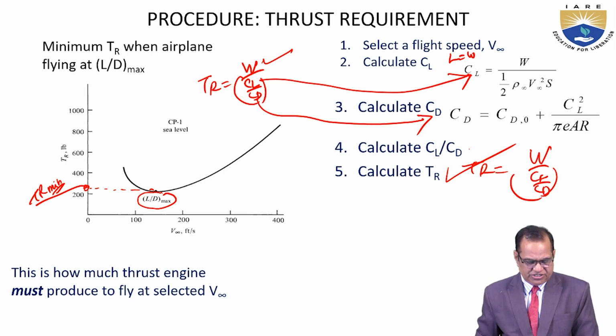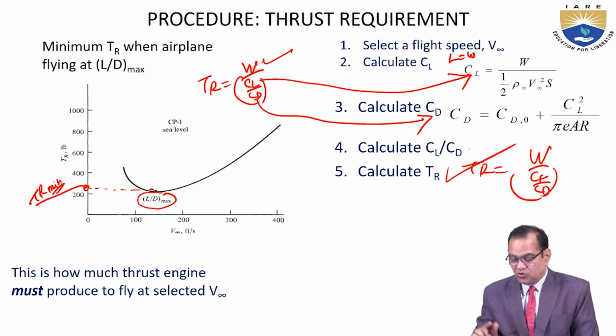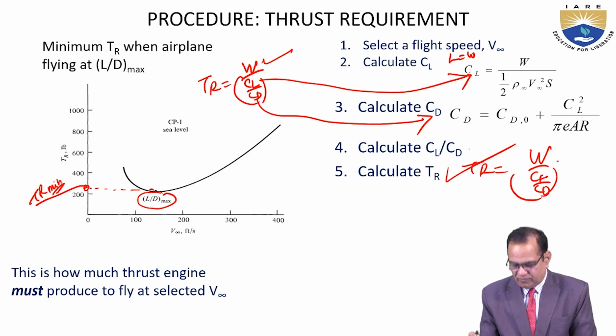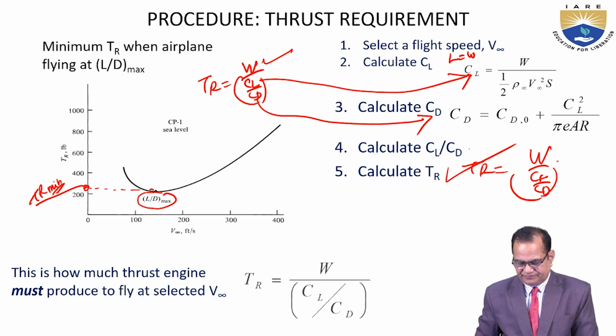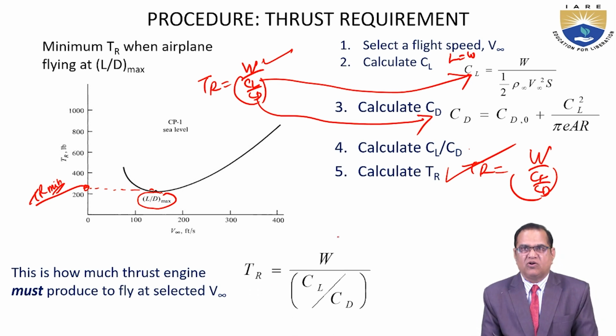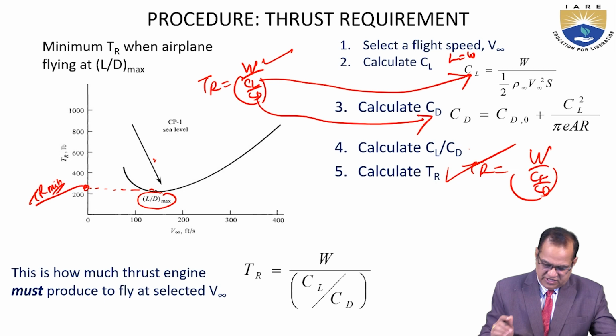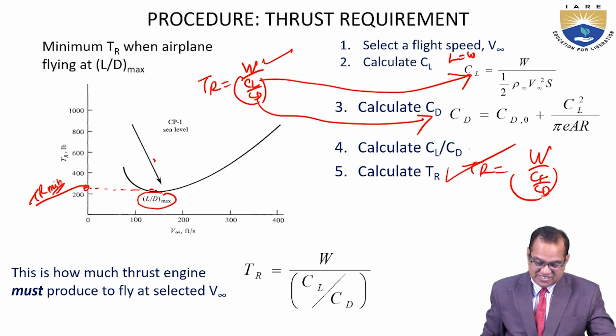This is how much thrust the engine must produce to fly at the selected V. So at this velocity, you can find how much thrust is required by using these equations. Thrust required is equal to W by CL by CD. So this is the point indicating the maximum L by D, where you have the minimum thrust required.